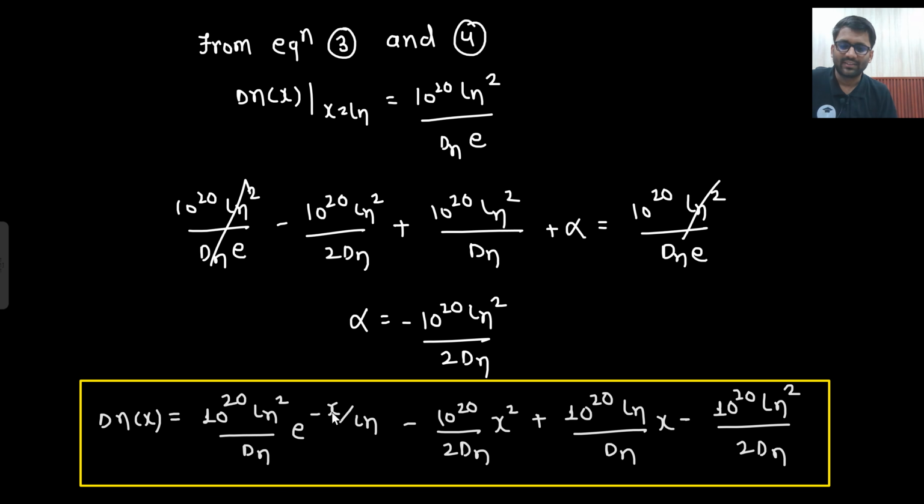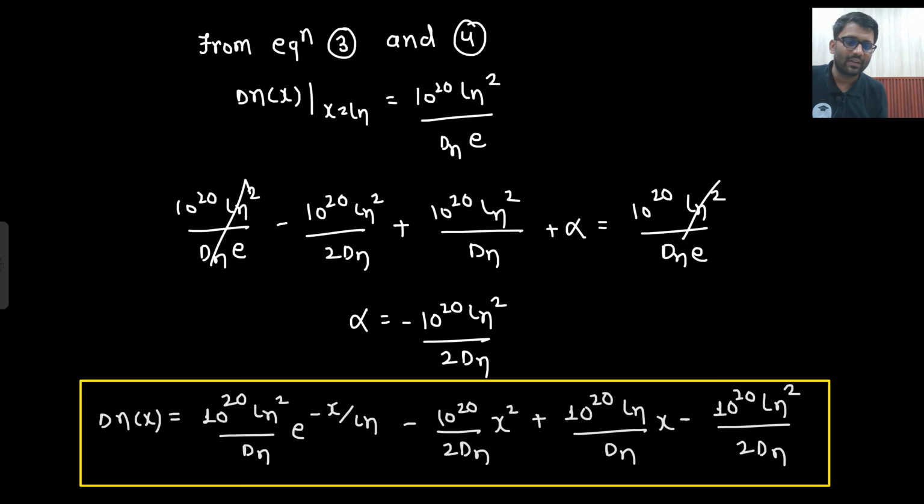Yeah, again got distracted. So at 0 you need to find out, since this is on YouTube and I am not wasting time in between the question. In the last I am wasting the time, because you just need to put the value of 0 here. If you put x equals 0 here, what will you get? 10 to the power 20 ln square by dn. This term will be gone, this term will be gone. So what are you left with? 10 to the power 20 ln square by dn minus 10 to the power 20 ln square by 2 dn. So what will be the answer? 10 to the power 20 ln square by 2 dn.